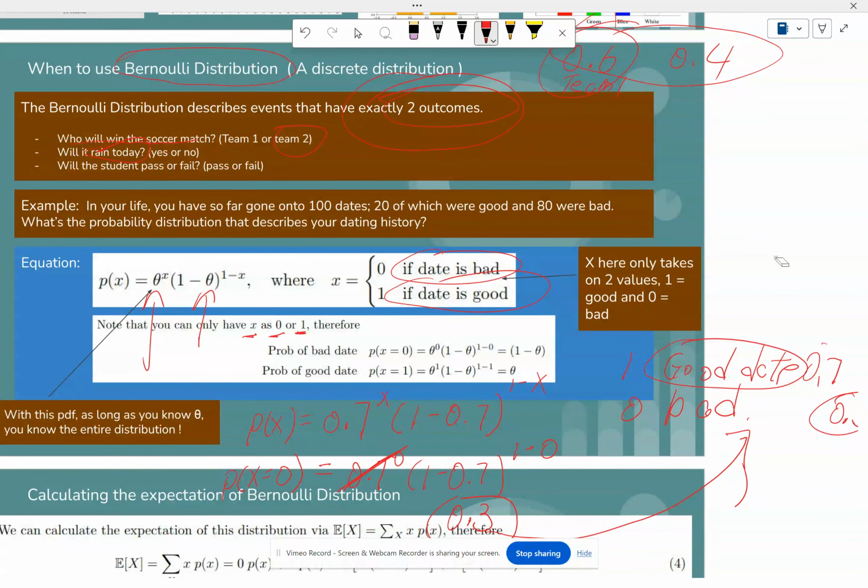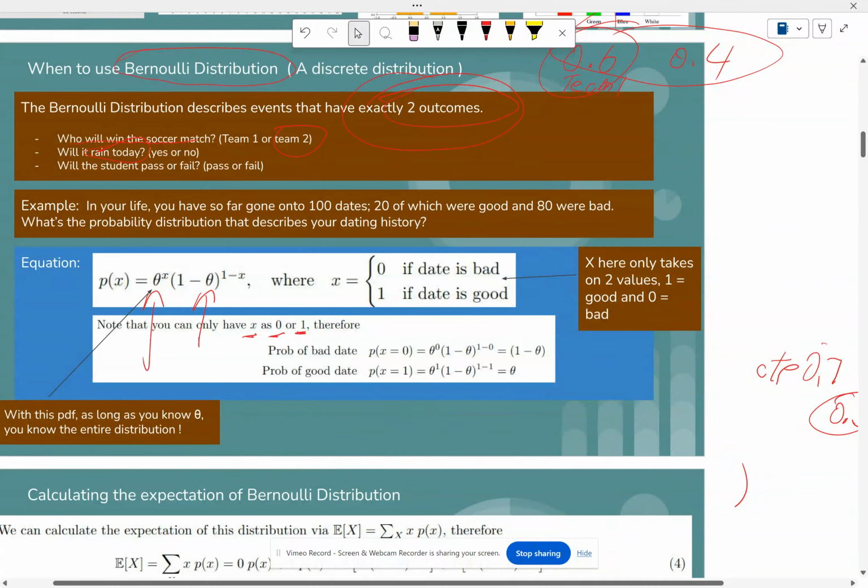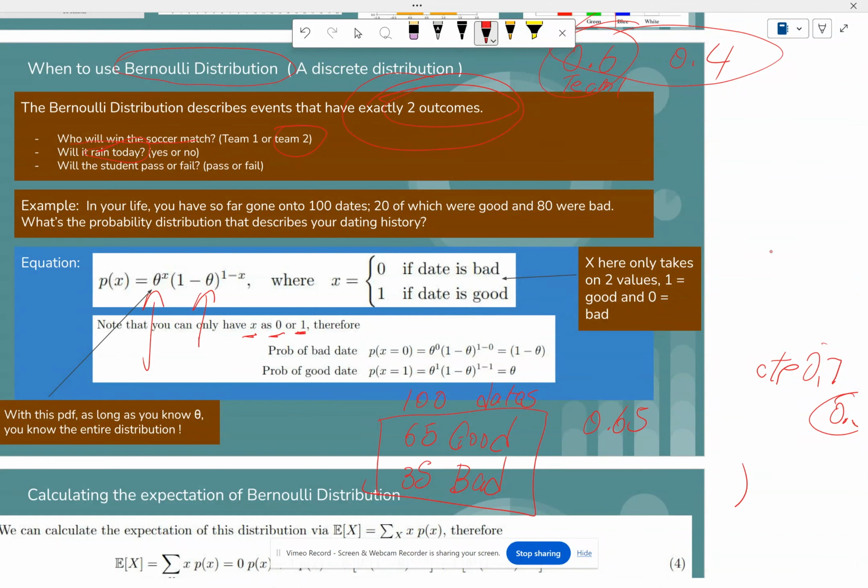The way you can do this through data is, for example, let's say you went on 100 dates this year, and 65 of them are good and 35 of them are bad. From this data, you can say that 0.65 is equal to theta, and 0.35 is equal to 1 minus theta. Then you plug this in here, and there you have it. So obtaining the mathematical equation is not that hard.